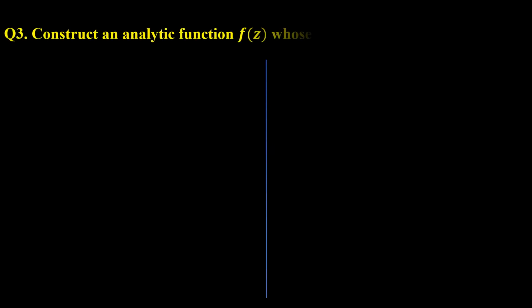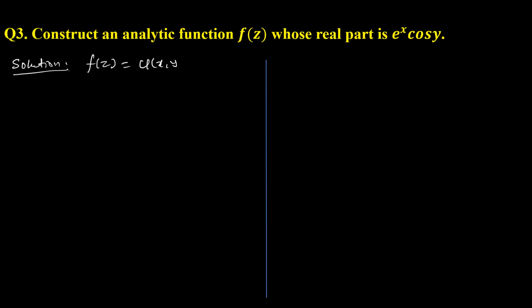So the next question we have: construct an analytic function f(z) whose real part is e to the power x cos y. So the real part is given. In the solution, we can write f(z) as u(x,y) plus i v(x,y). The real part u(x,y) is given, it is e to the power x cos y, and we need to construct the analytic function.